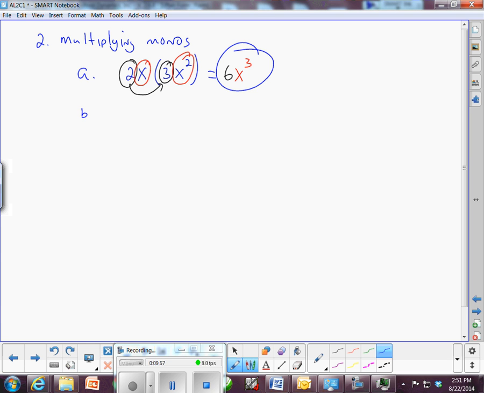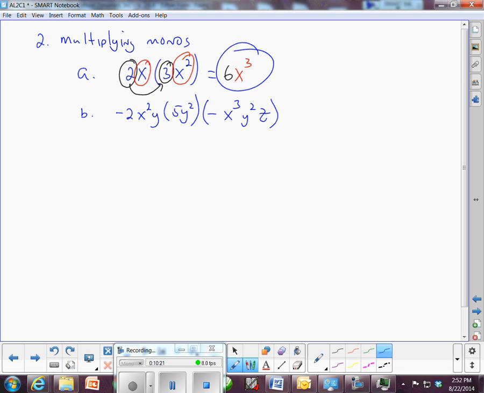What about something a little bit more challenging? So again, this is review. How about something like this: negative 2 x squared y, parentheses, times 5y squared, close the parentheses, and let's go another parentheses times negative x cubed y squared z.